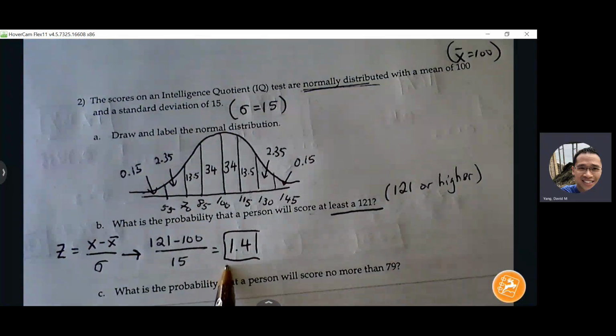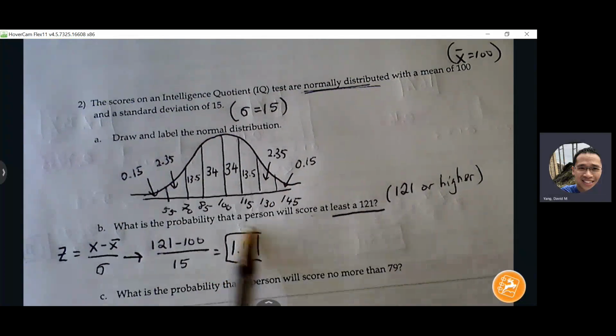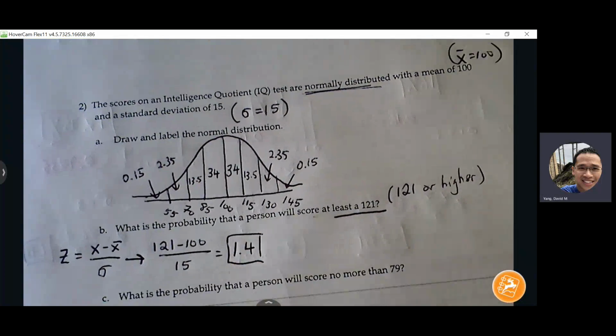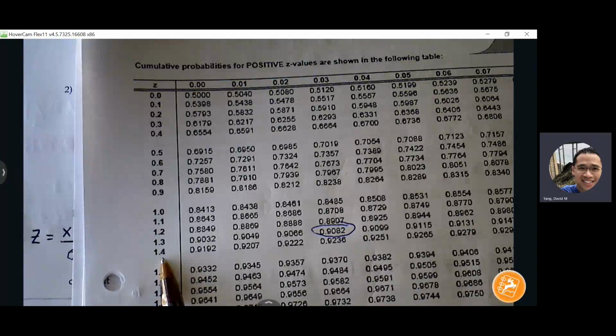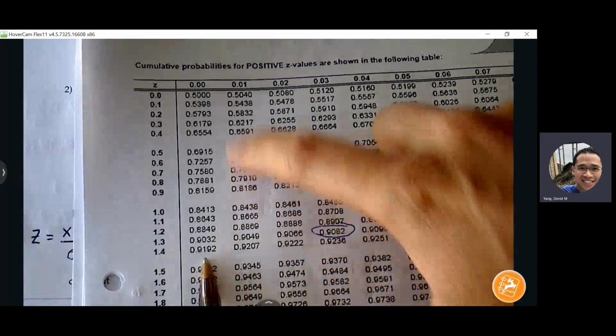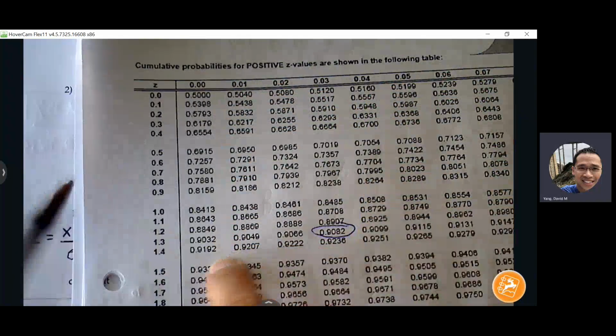You're going to be looking for 1.4, positive 1.4. So anything positive is going to be on page 3. So positive 1.4. I see 1.4. It doesn't give me a hundredth, so it's basically 1.40. So 1.40 is this 0.9192.